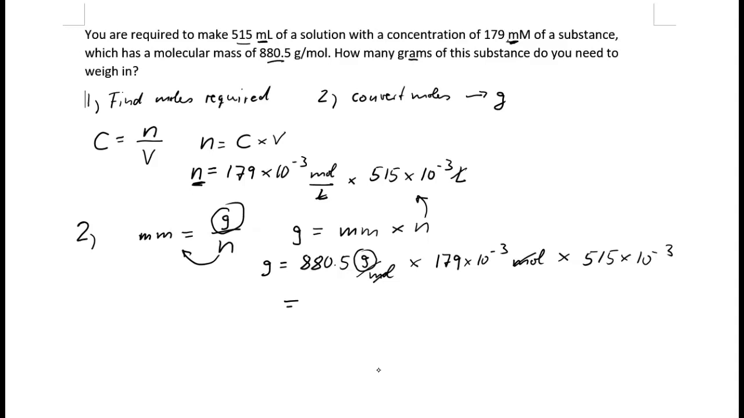And when we put this into a calculator, we would get 81.2 grams, which of course we can also write in scientific notation as 8.12 times 10 to the power of 1 grams. And that's of course with a little bit of rounding, but this is actually how you would address this problem.